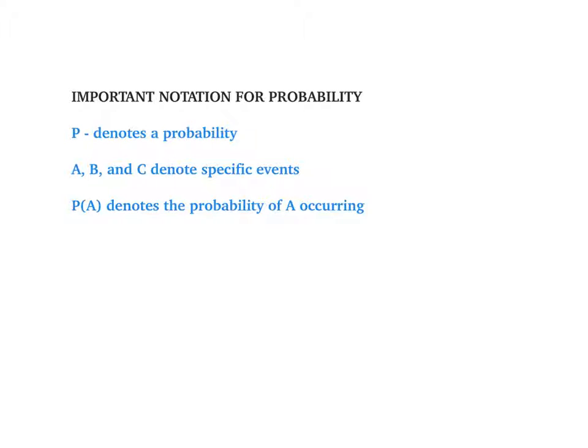Notation. Anytime you see a big capital P, it's going to stand for probability. A, B, or C is usually what they use for specific events. So when you see this notation, P parentheses A, it means the probability of A occurring.